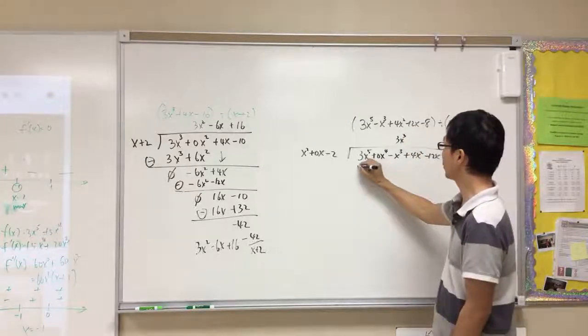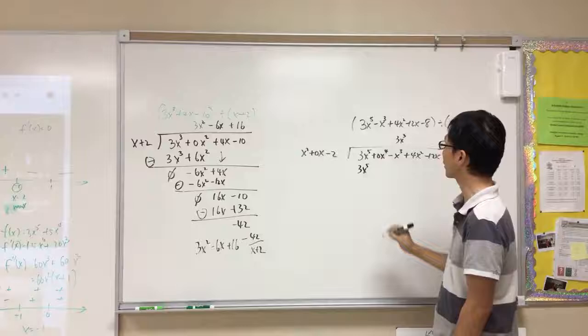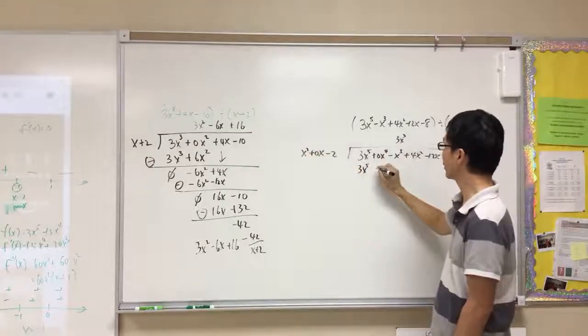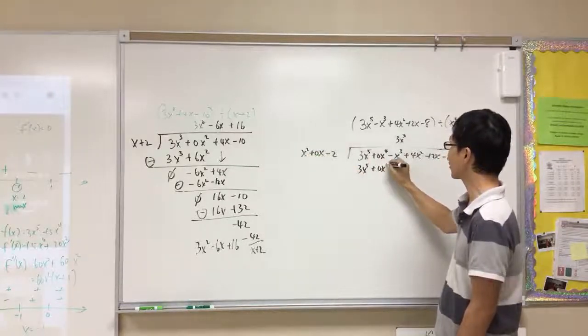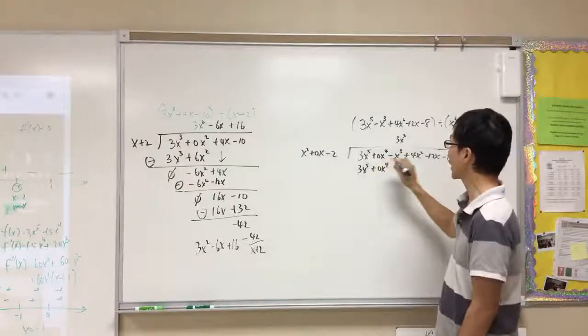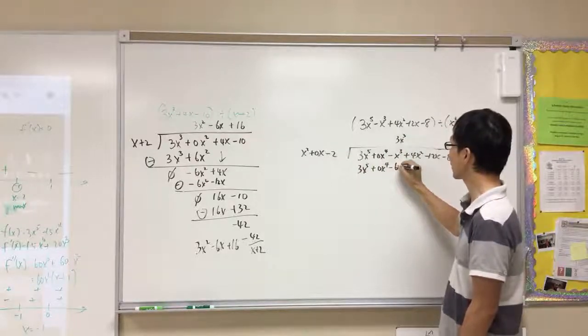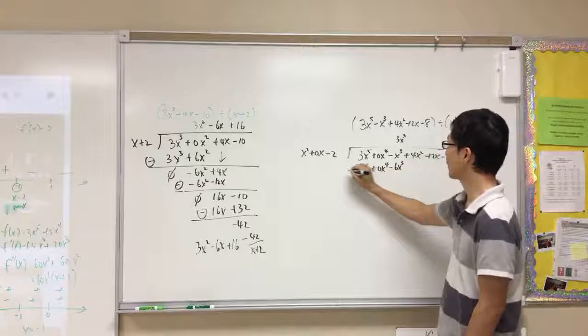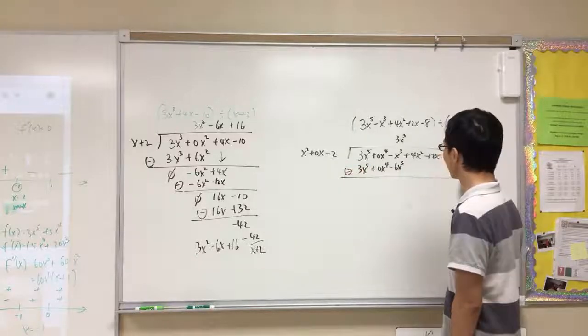That's going to be 3x to the 5th, because the exponents add, plus 0x to the 4th and a minus 6x to the 3rd. So again, it's a minus sign.